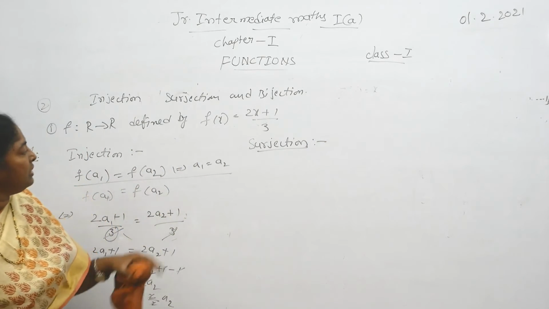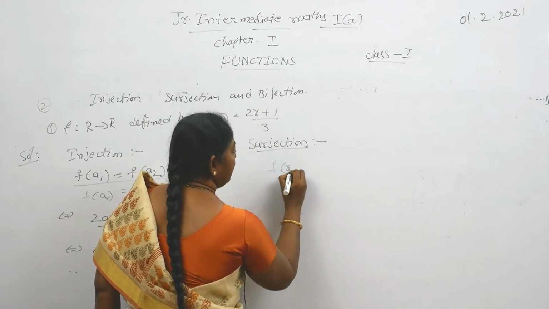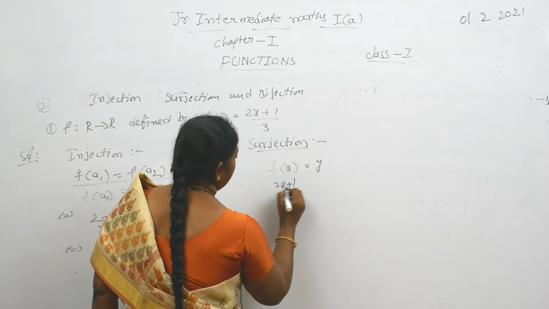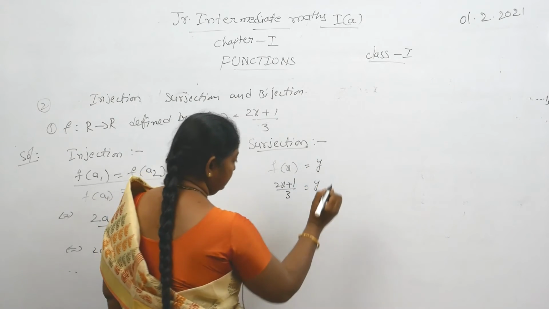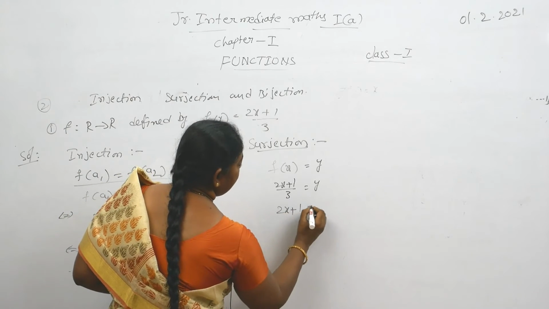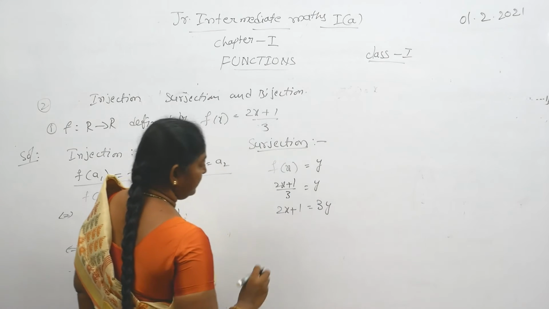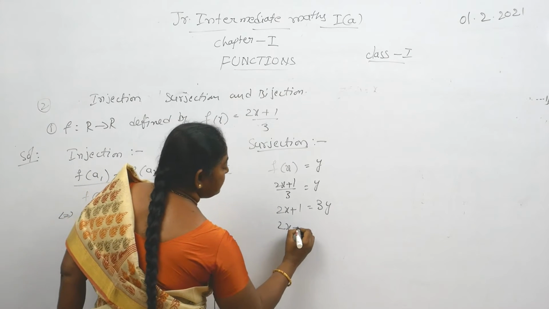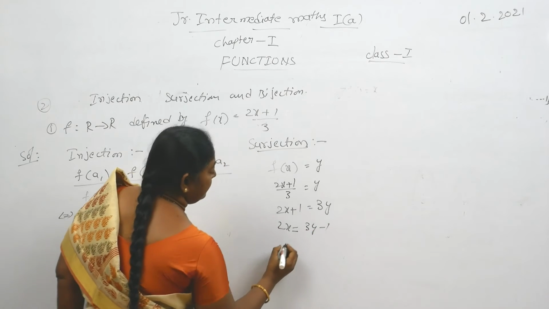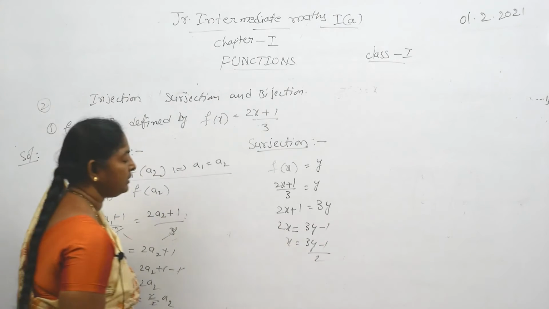Surjection. So f of x equal to y. Suppose we are taking f of x equal to y. So (2x plus 1) by 3 equal to y. So here 2x plus 1 equal to 3y, the 3 transposes to that side and becomes multiplication. So 2x equal to 3y minus 1, the 1 transposes to that side. So x equal to (3y minus 1) by 2.